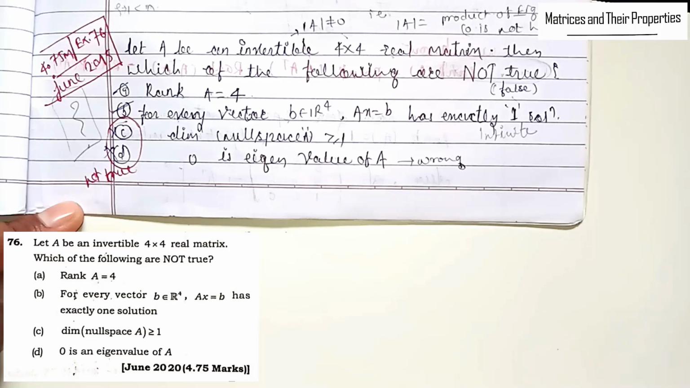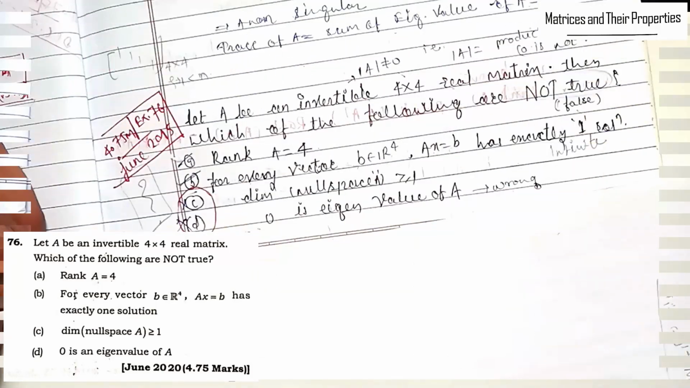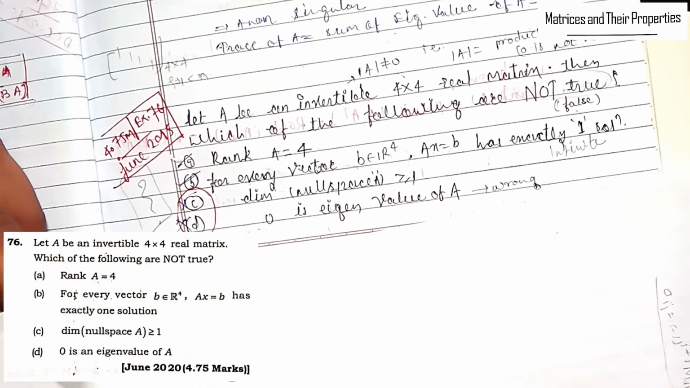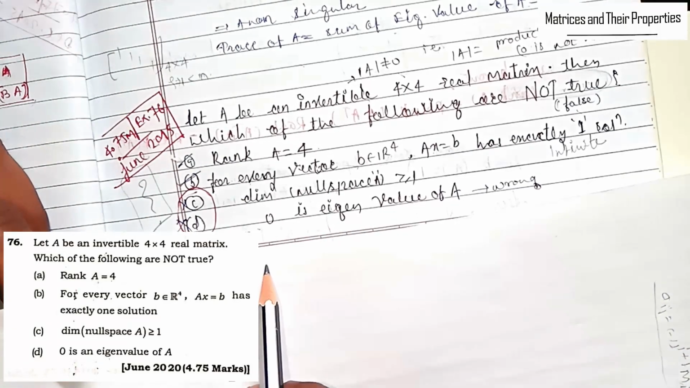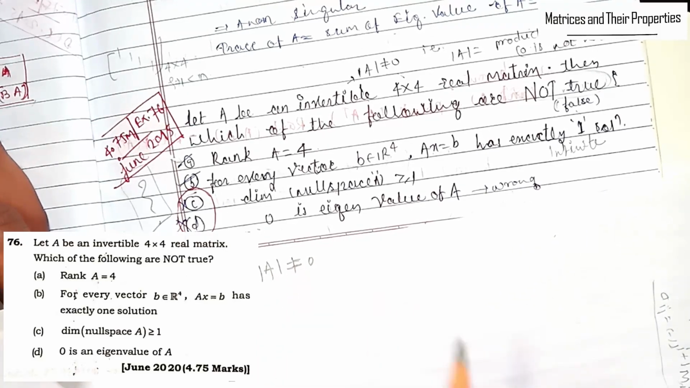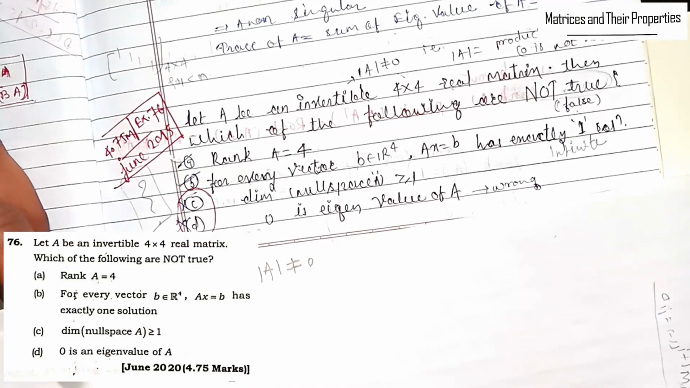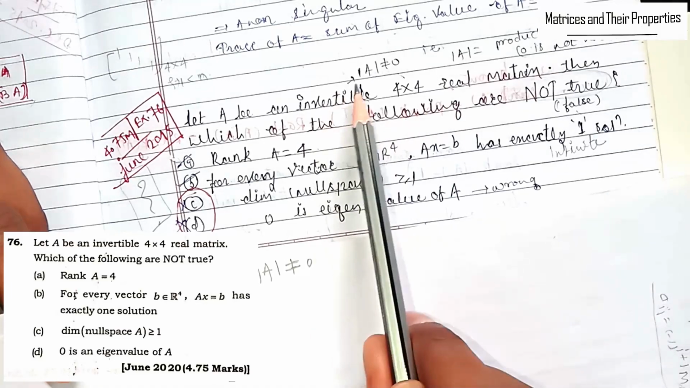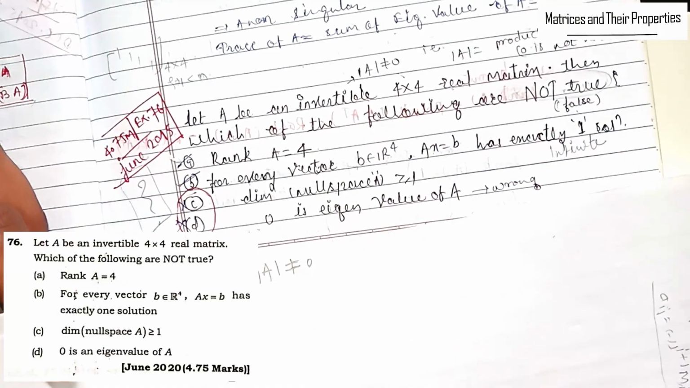Now let's get started on today's solution and go into detailed understanding. Here in our solution, A is an invertible matrix, like a non-singular matrix. Always remember, invertible matrix means the determinant of A is non-zero. That means it is an invertible 4x4 real matrix.